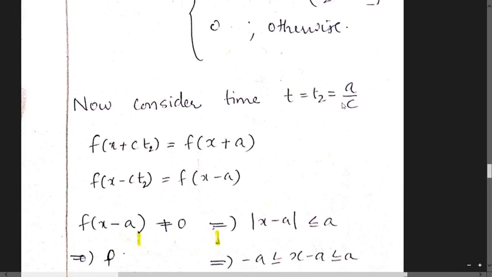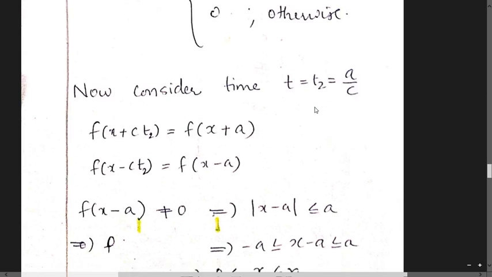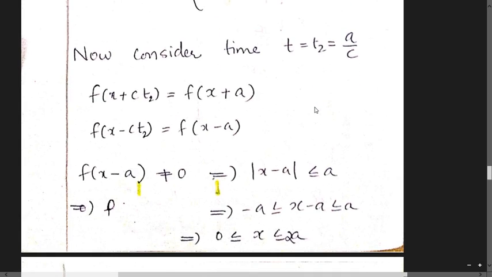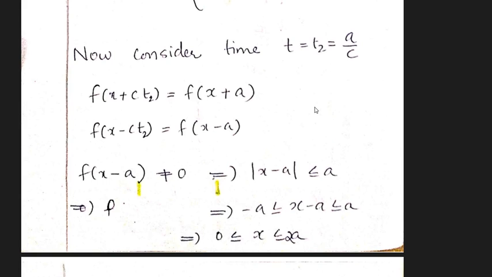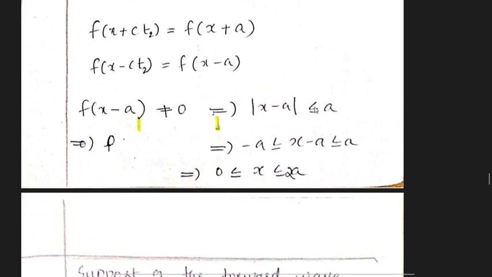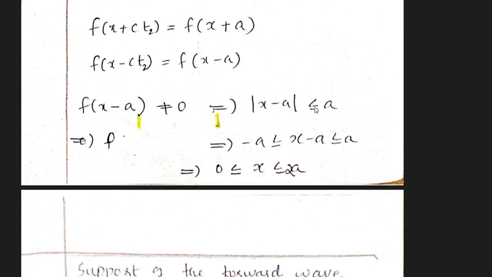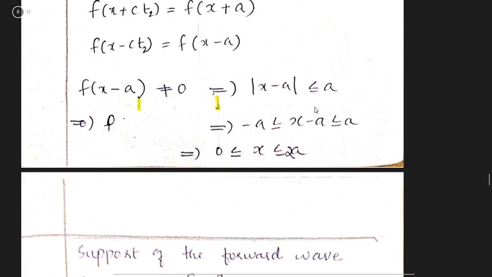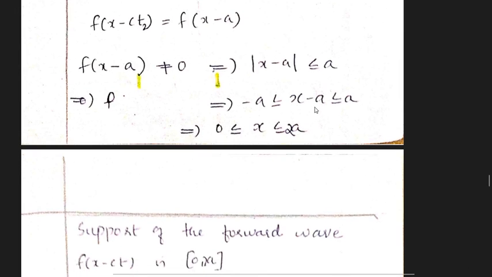Next we have to consider time t is equal to t2. We repeat the same procedure that we did earlier. When t is equal to t2, t2 is equal to a by c. So find f of h plus c t2 is equal to f of h plus a, and f of h minus c t2 is equal to f of h minus a. Next we have to find the support of f of h plus a and f of h minus a. So f of h minus a not equal to 0.